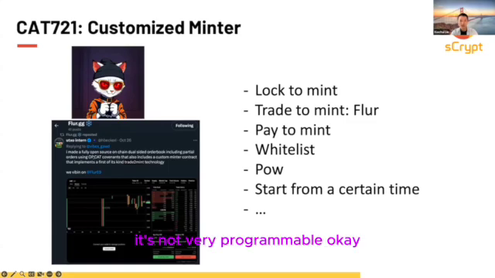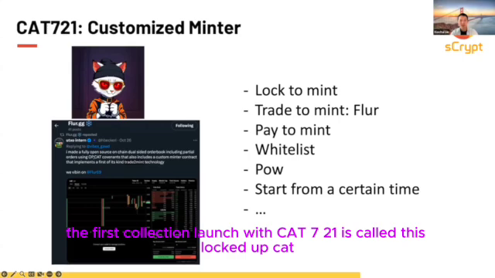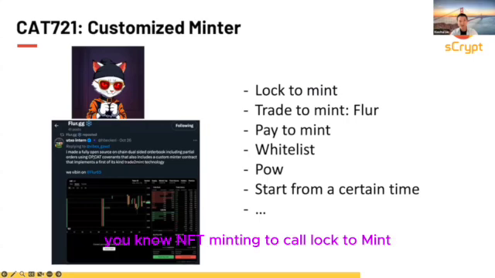It's not very programmable. It's very, let's say, static. Versus here, it is very versatile and flexible. For example, the first collection launched with CAT-721 is called the Locked Up Cat. It's very interesting because it used this mechanism, the first ever NFT minting mechanism, called lock to mint.